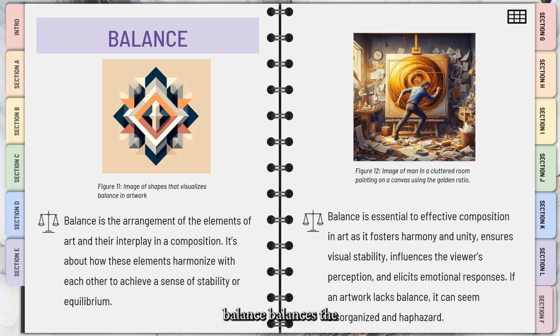Balance. Balance is the arrangement of elements of art and their interplay in composition. It's about how these elements harmonize with each other to achieve a sense of stability. Balance is essential to effective composition in artwork. It fosters harmony and unity and ensures visual stability.